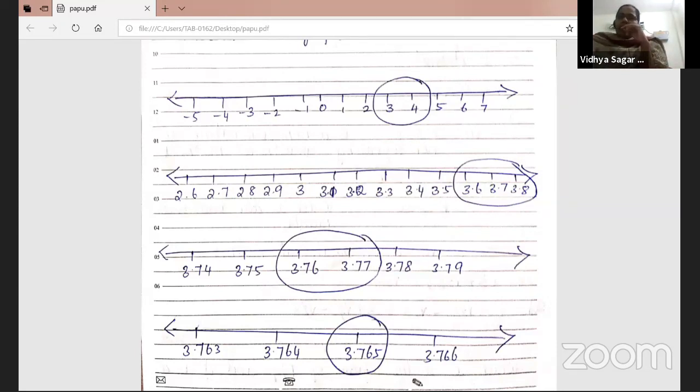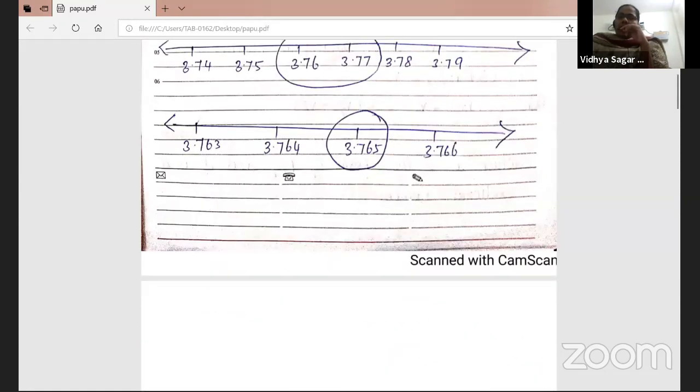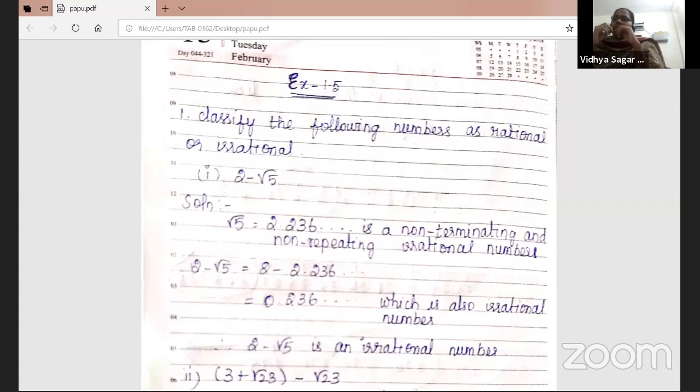Now next, as I have already said in the previous class, we are going to see operations on real numbers. Here exercise 1.1 deals with classifying the given numbers as rational or irrational. You already know what is rational and what is irrational. Rational is represented in the form of p by q. Irrational is not represented in the form of p by q. It has a value after the decimal point, and you must find whether it is terminating or non-terminating.